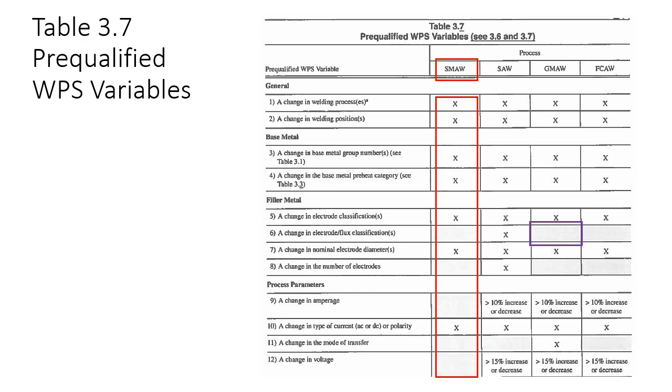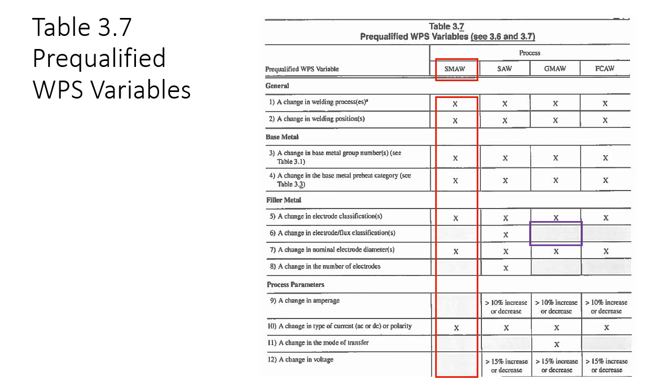Table 3.7 has the WPS variables that you need to address. So I outlined shielded metal arc welding. You've got to use the welding process. If I'm going to switch welding processes, I've got to get another procedure. A change in welding positions, I've got to get another procedure, or I at least need to address it.